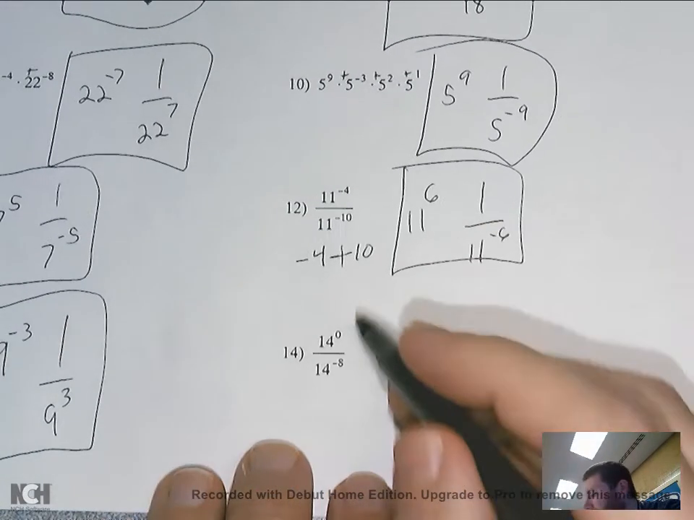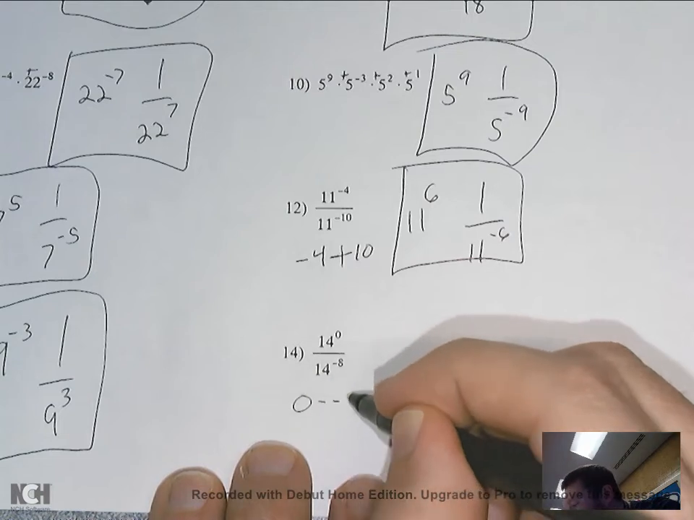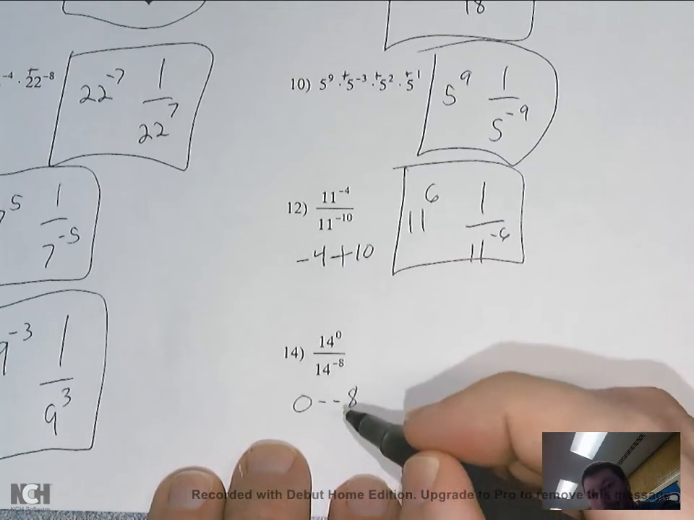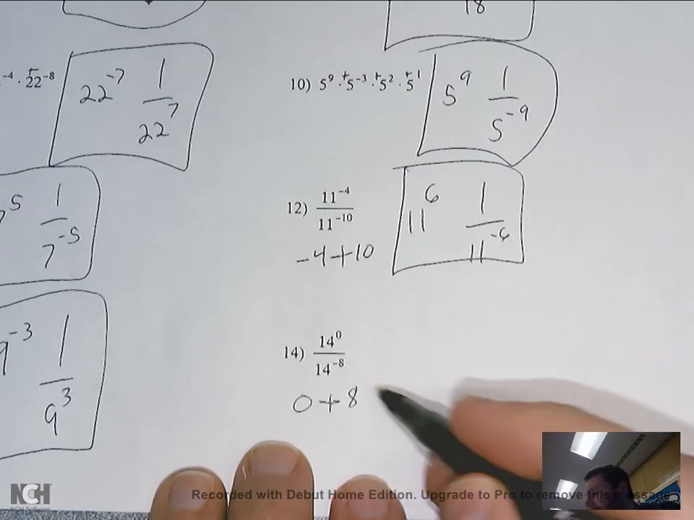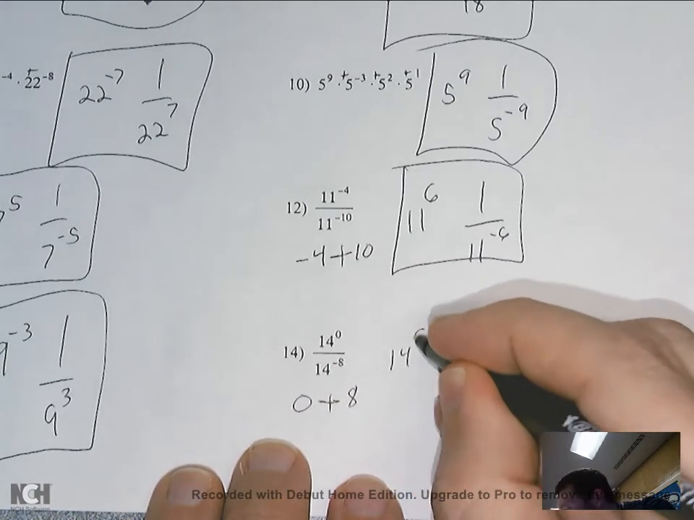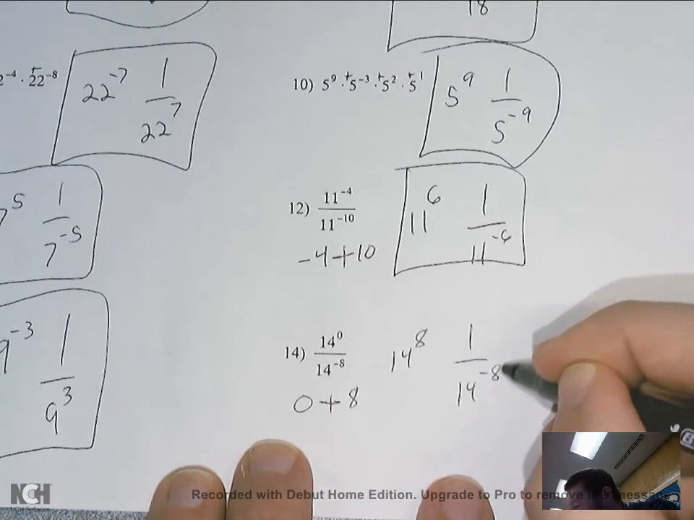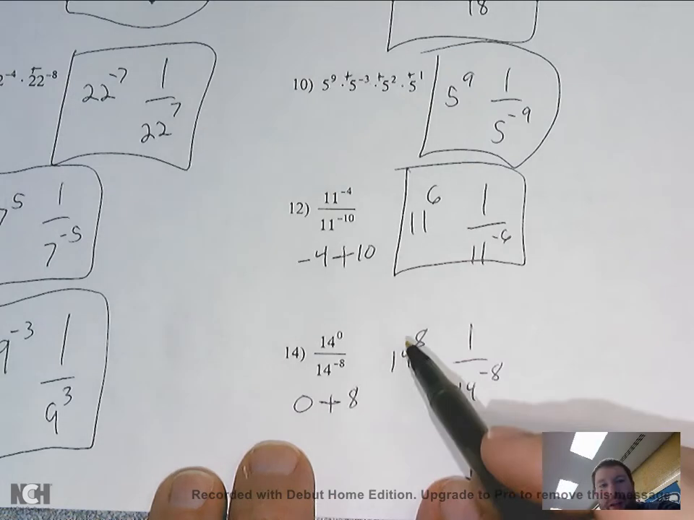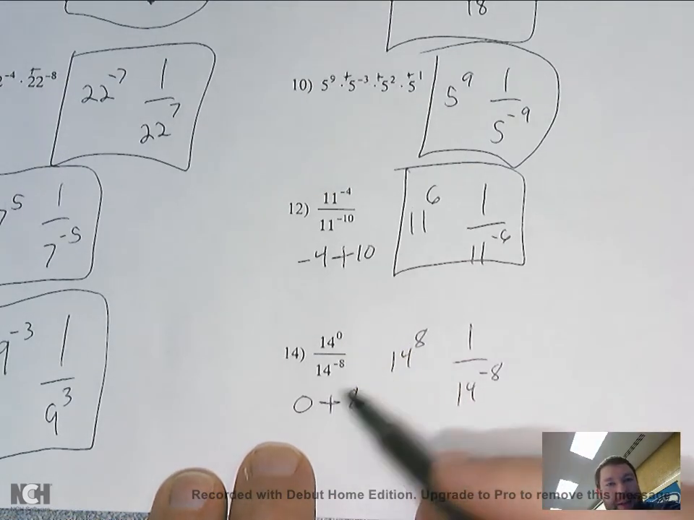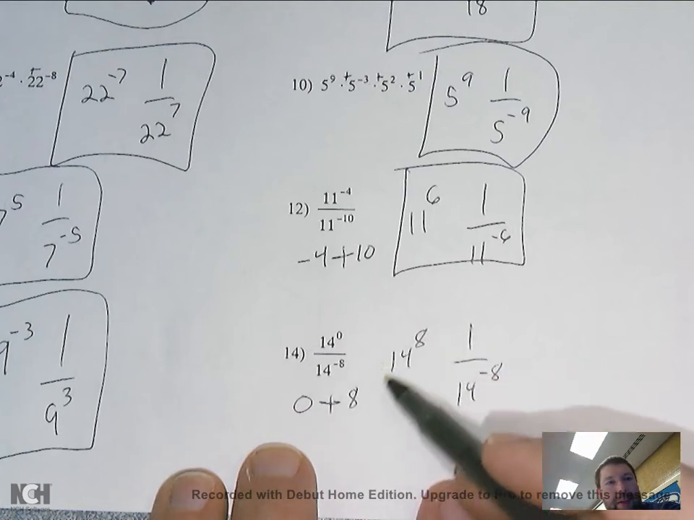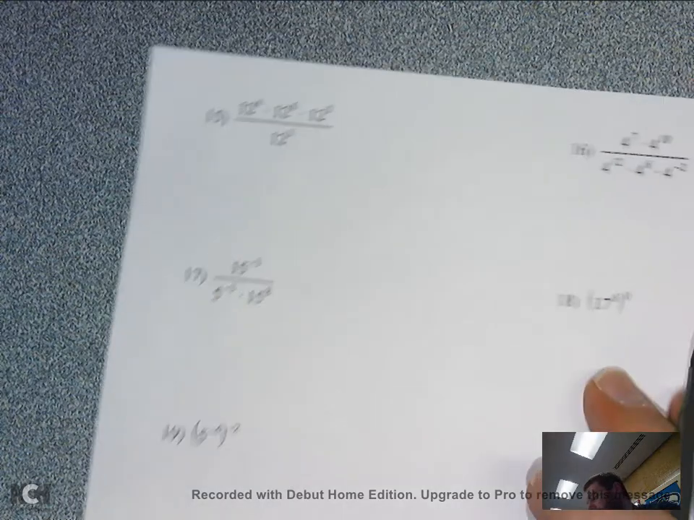0 minus negative 8, so again I'm going to write this out, 0 minus negative 8. I am going to end up actually adding here, right? So if I add 8, it would be 14 to the 8, and then it would be 1 over 14 to the negative 8. Okay? The number you get on top here is going to be always the number that subtracts. Okay? It's going to be the one that's not a fraction, and then you flip it over to get the fraction one. Okay, looking on the back.